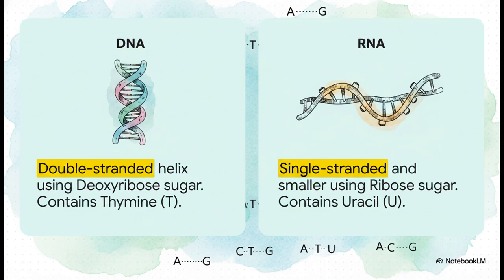But the true, undeniable magic of these blueprints lies in the strict hydrogen-base pairing rules. Adenine always pairs with thymine, or uracil in RNA, and guanine always pairs with cytosine. That's it. This amazingly simple, elegant matching rule is exactly how all genetic information is accurately copied and passed on from one generation to the next.